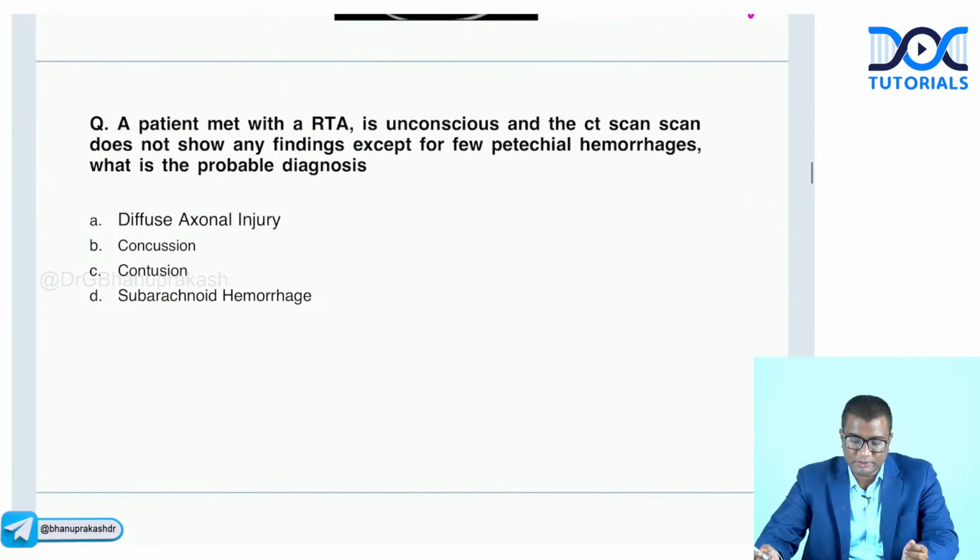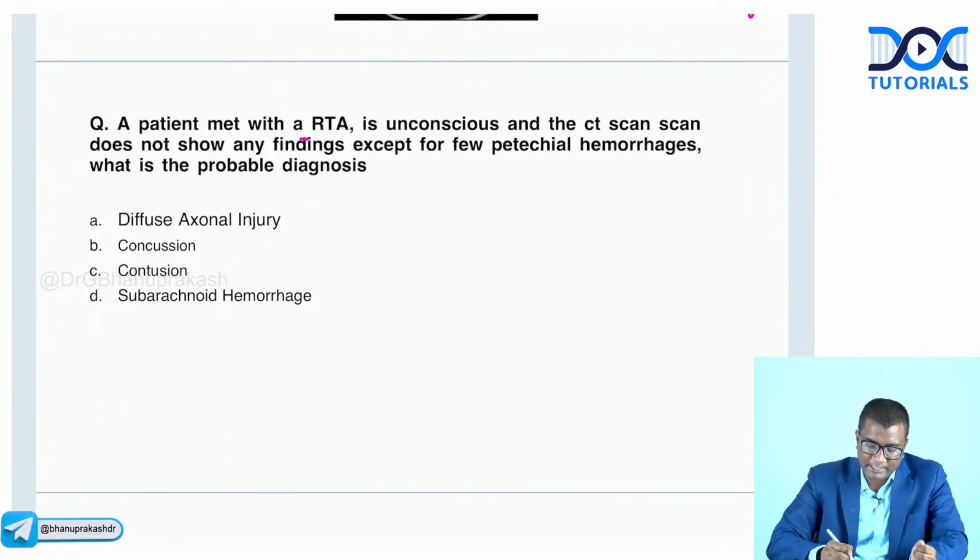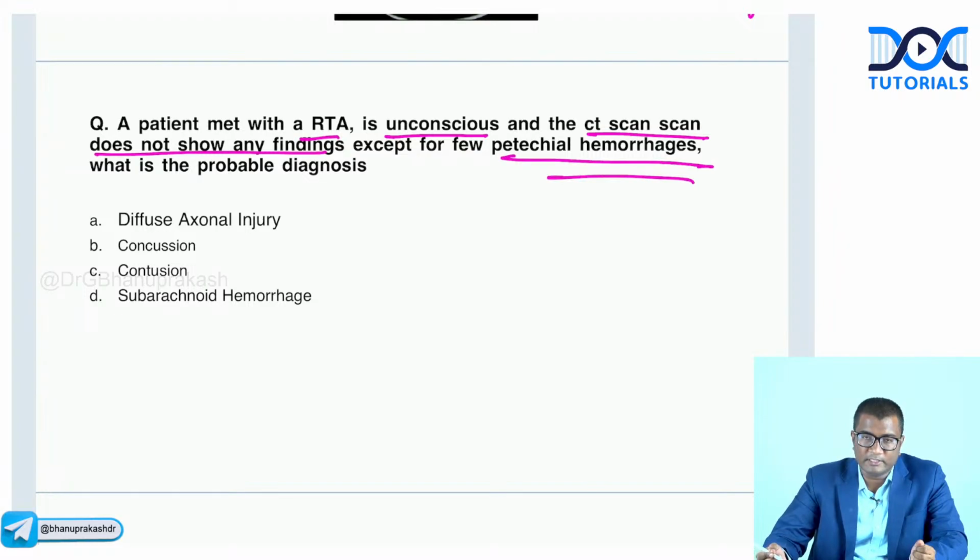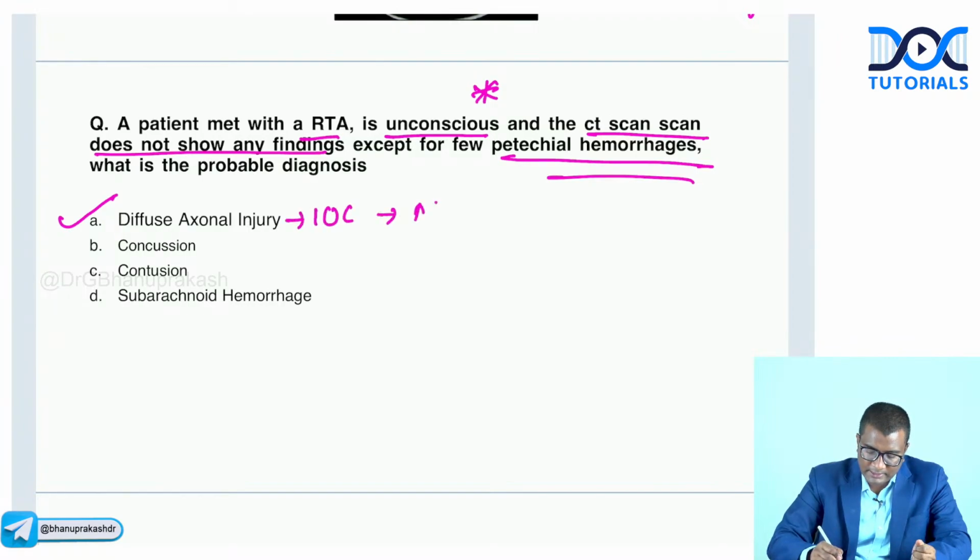Try to look at this next question. I hope you'll answer it correctly. RTA patient, unconscious, CT scan is not showing any finding. Few petechial hemorrhages are seen. What is the likely diagnosis? I told you this thing. This is diffuse axonal injury. And what is the investigation of choice? This is MRI. The investigation of choice is MRI.